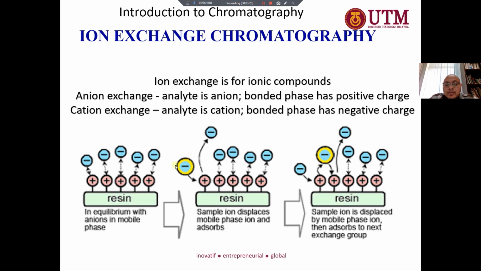For example, we have the analyte over here. It will displace the analyte. And then to elute the analyte over here, the next mobile phase will displace the analyte. So this analyte will displace the analyte in the next resin or in the next phases. So the process is continuous until the analyte reaches the detector.